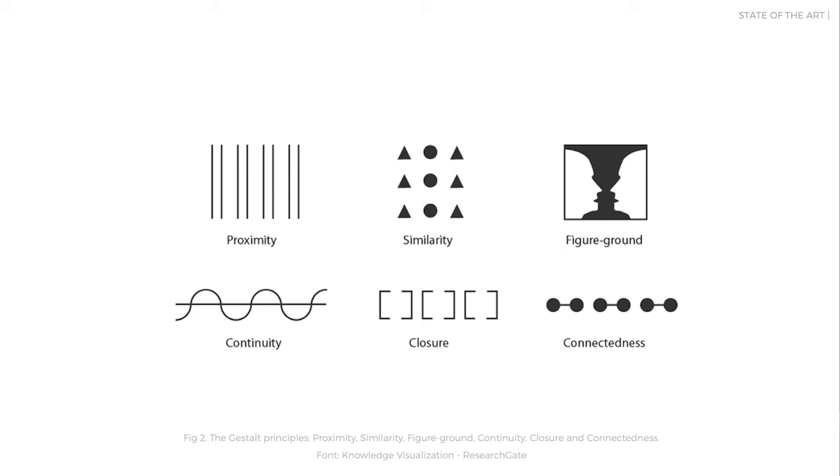Continuity states that elements that are arranged in a straight or curved line are easily perceived as correlated to each other. Closure argues that when we observe a set of complex elements, we tend to establish a recognized pattern between them. Connectedness is the principle that argues that there is a tendency to see connected elements as being of the same category. Thus, these principles show themselves relevant when it comes to the perception of information and association of content.